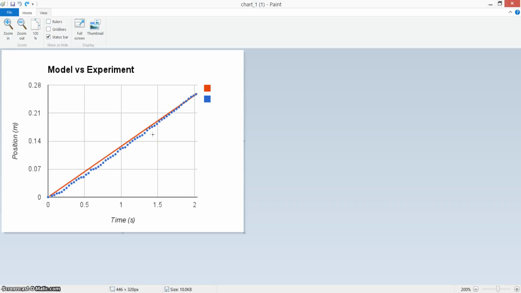Finally, I put the position versus time graphs together in a Google spreadsheet with the red solid line representing the model's motion and the blue dotted line as the object's observed motion. As you can see, the lines are very similar to each other.